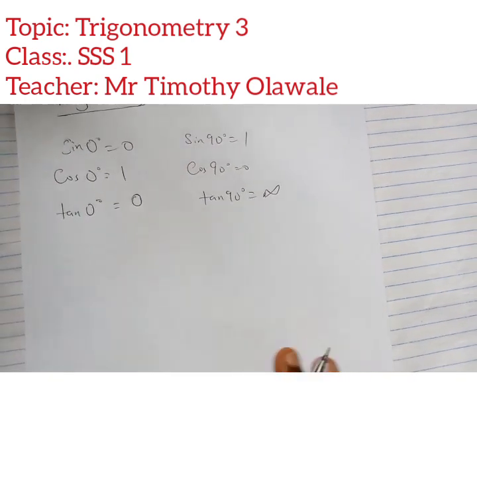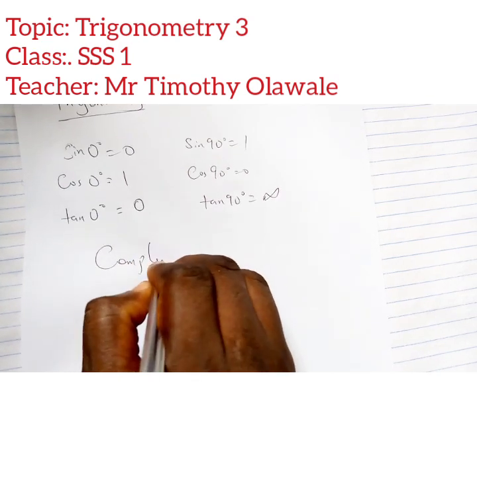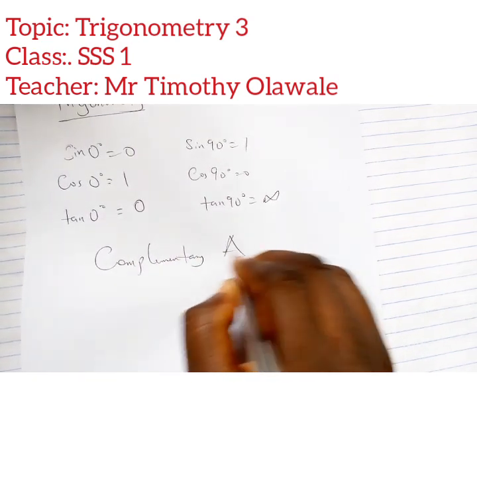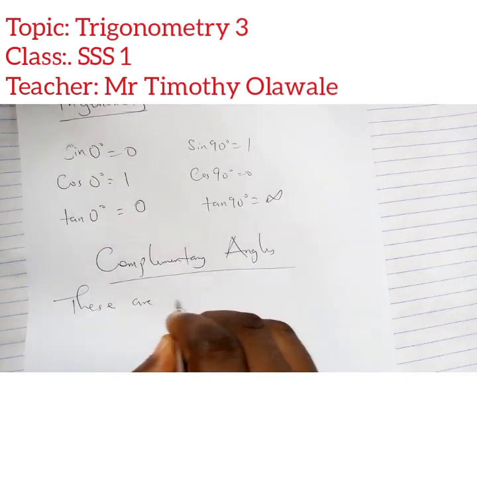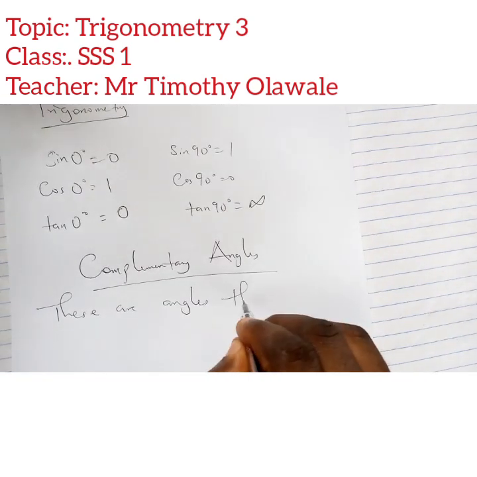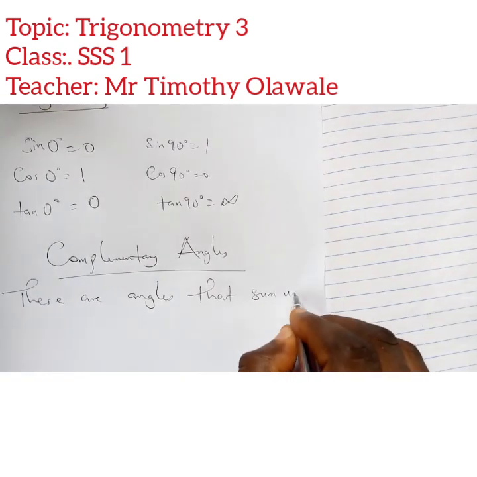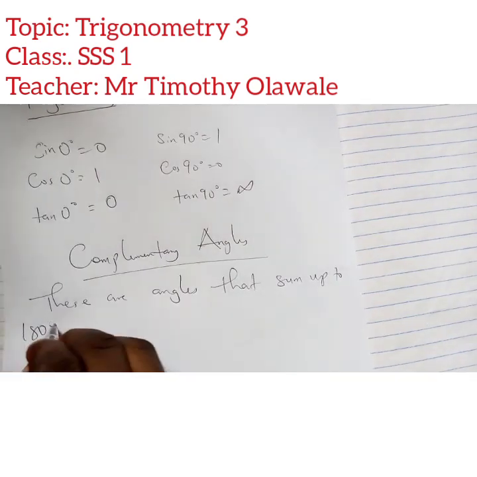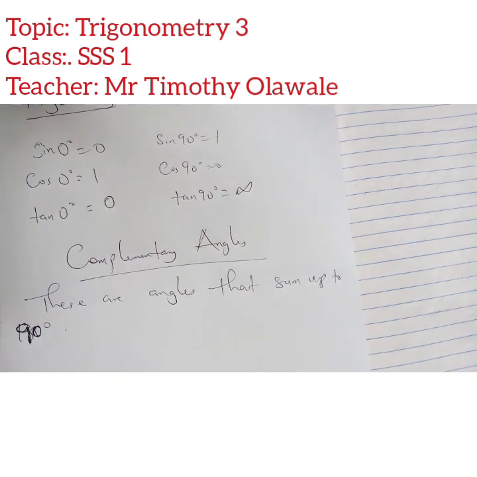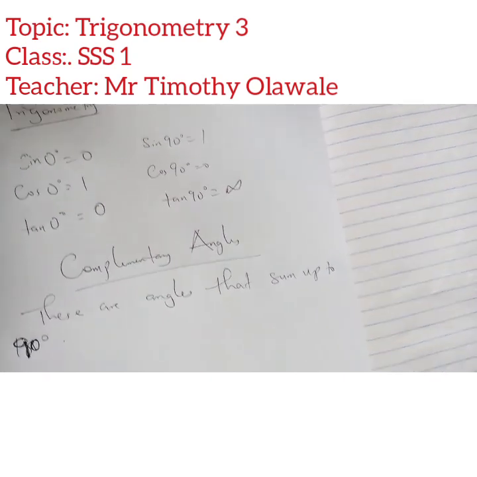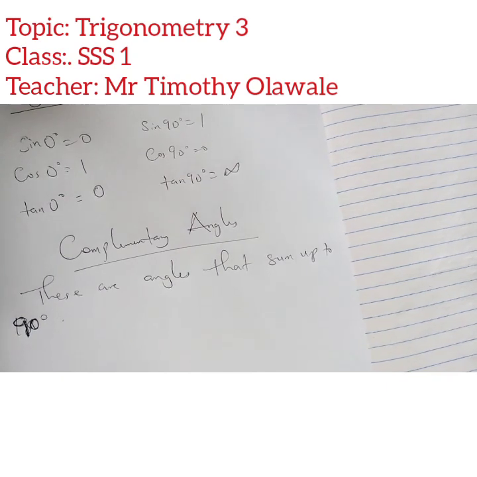Now, let me quickly say something about complementary angles. We say these are angles that sum up to 180 degrees, so sorry, 90 degrees. Complementary angles are angles that sum up to 90 degrees. The angles that sum up to 180 degrees are supplementary angles. Please take note of that correction.